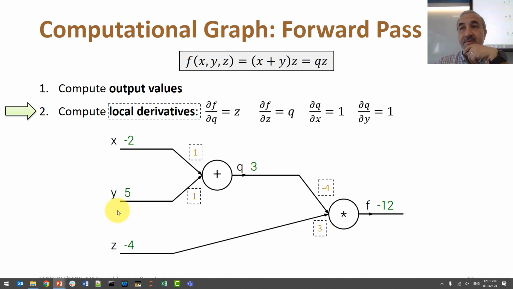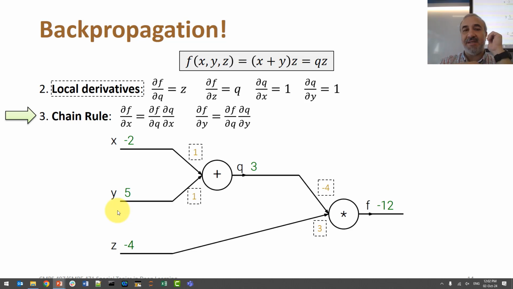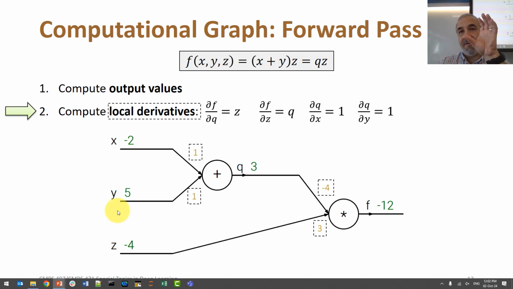The last step. Did we actually compute the derivatives so far? What are the objective derivatives here? What are the target derivatives? df by dx, df by dy, df by dz. We didn't compute this yet, right? So we will compute that in the third step, which we call the backward pass. The local derivatives. Yeah. This is just a special case here because there are no other gates. But in general, with the forward pass, it's just the output values and the local derivatives.